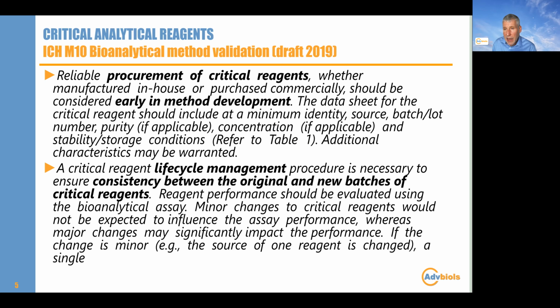M10 says reliable procurement of critical reagents is important, whether they're manufactured in-house or bespoke for you, you might have contracted that out, of course, or whether they're commercially supplied. So just because you buy a test kit, an ELISA to measure residual bovine serum albumin or an off-the-shelf host cell protein ELISA, that doesn't relinquish these responsibilities to evaluate these as critical reagents and ensure that you know how to manage them over the product life cycle.